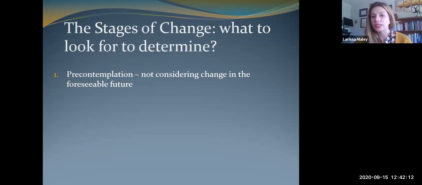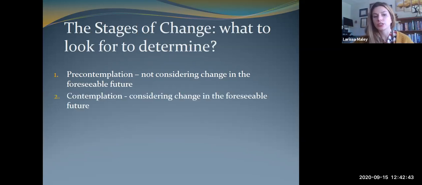So pre-contemplation is a stage that folks are in when they're not considering change in the foreseeable future. It doesn't mean that they're unaware that there's a problem. We know, for instance, a lot of folks come to treatment because of tremendous problems that they're experiencing, or their family or their loved ones or their job, various things have gotten them to treatment, but they don't want to make a change. So they're just not in a place where they're considering it in the foreseeable future. Maybe like, yeah, at some point I'd be willing to do that, but not now, right?